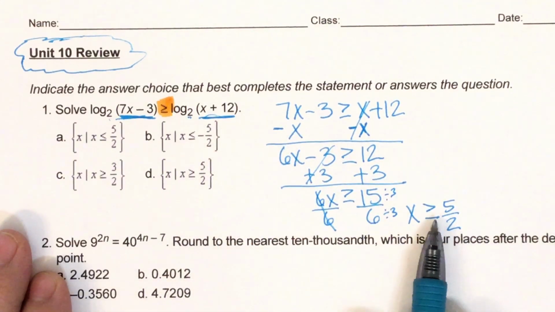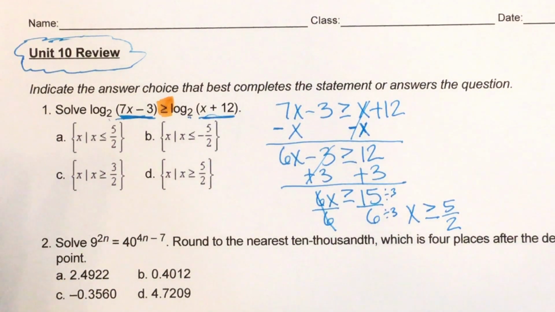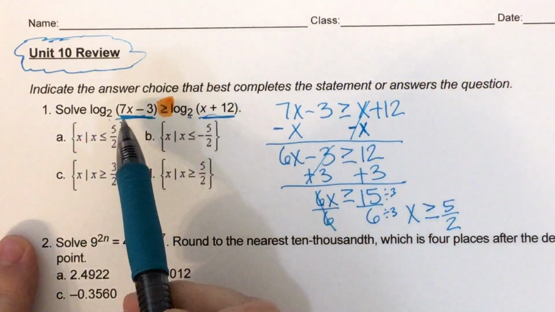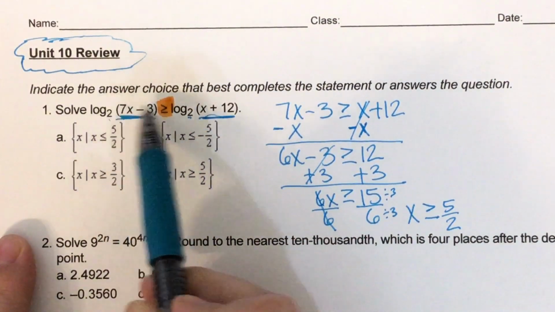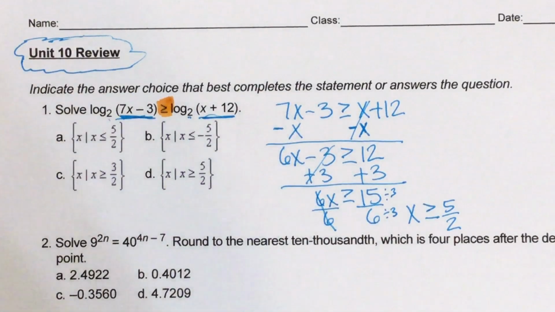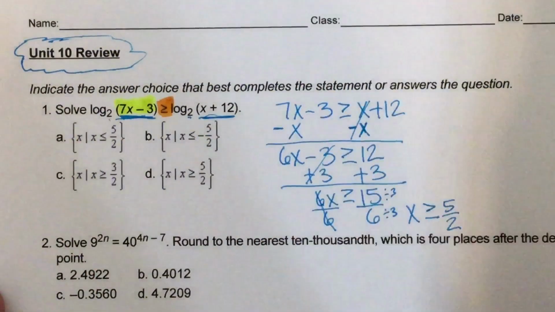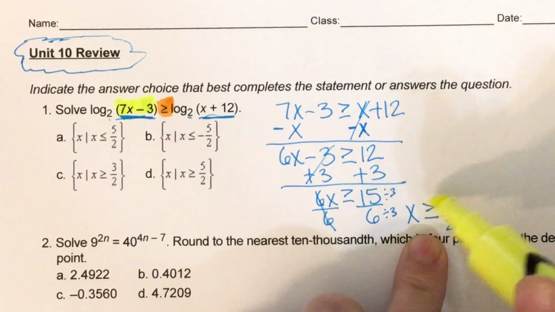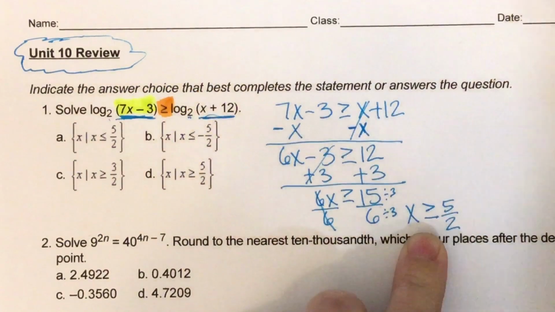And sometimes the answer we get from solving this is the answer, but sometimes it's not. So we have to check it with our number line. So whatever is after the base, it's never allowed to be 0 or negative. This expression has to be greater than 0. And so I can't plug in every number that's greater than or equal to 5 halves into this to check it to see if that makes something greater than 0.